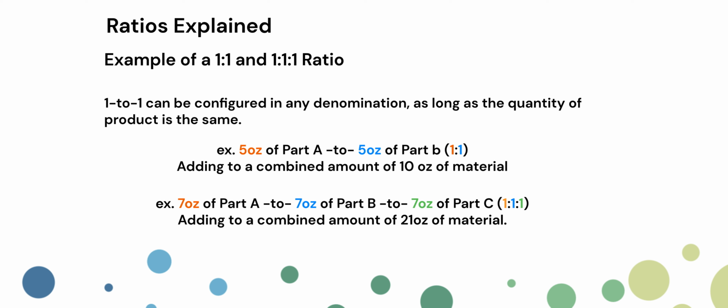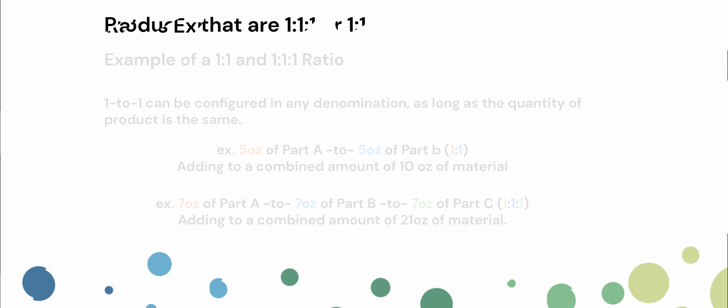In example 2, 7 ounces of part A to 7 ounces of part B to 7 ounces of part C is a 1-to-1-to-1 ratio, adding a total combined amount of 21 ounces of material.